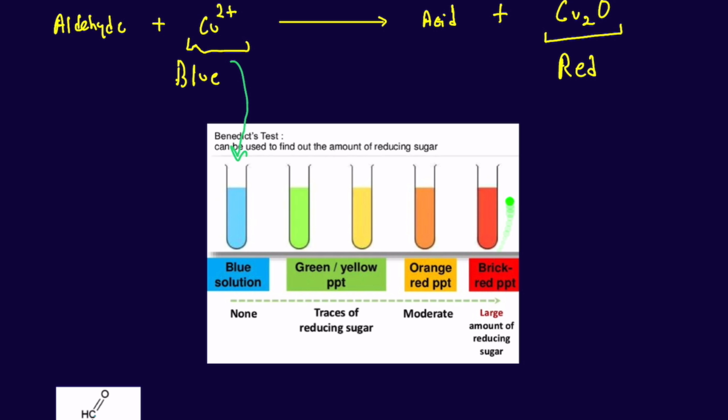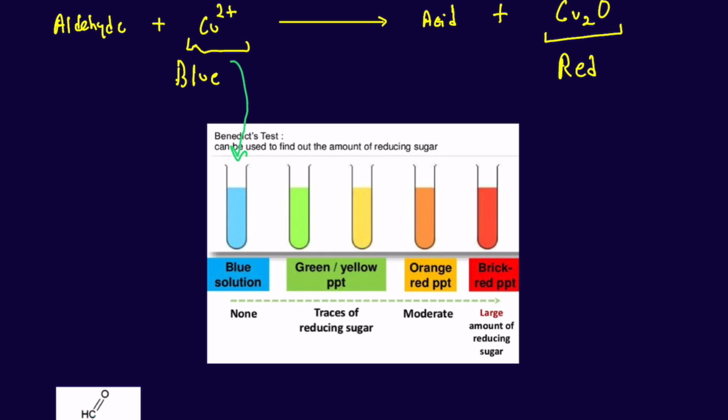So the red color that you're getting at the end of the day is typically because of the formation of this Cu2O. So at the end of the day, what you know about the Benedict's solution test is that if a functional group contains an aldehyde, it would be positive. If it contains a ketone only, it would be negative.